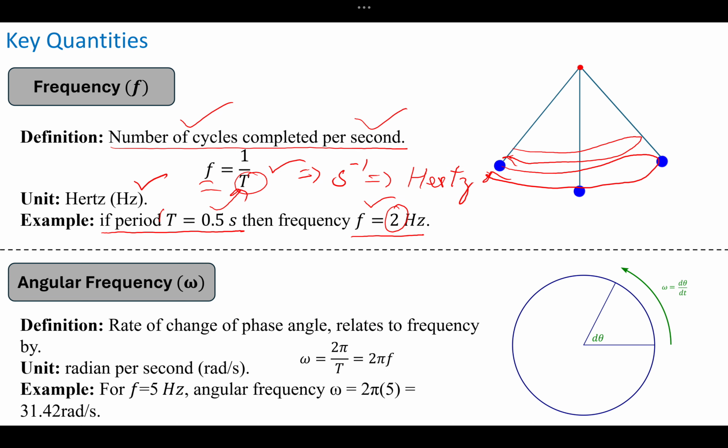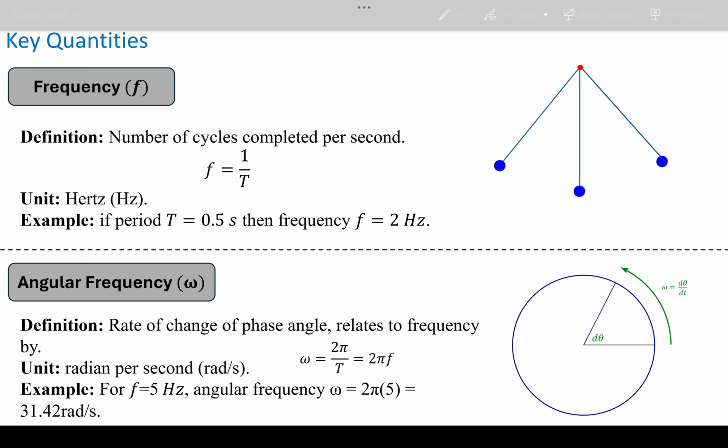And the time period of 0.5 second, physically it means that in half a second it is completing 1 cycle, and in the next half of the second it is able to complete the second cycle. So in 1 second it is completing 2 cycles in total, which is the frequency.